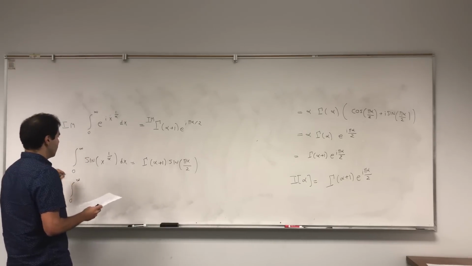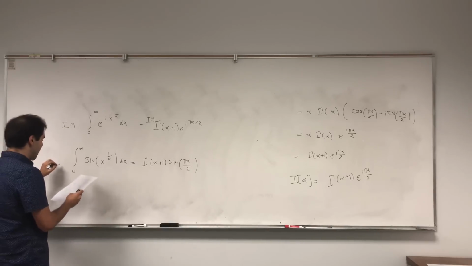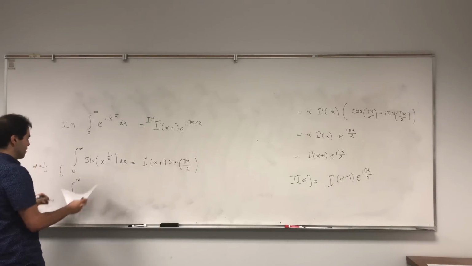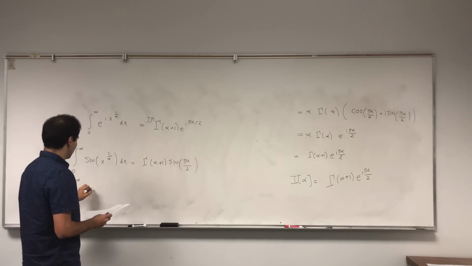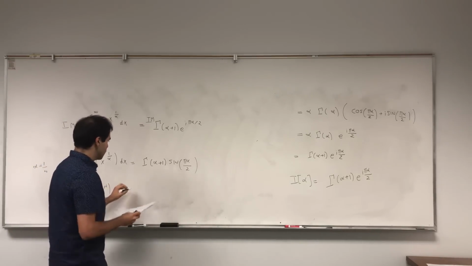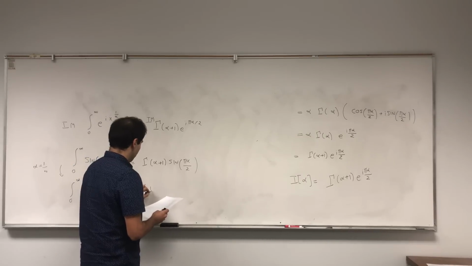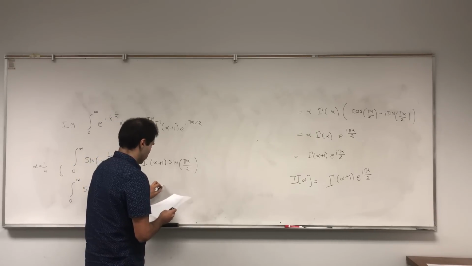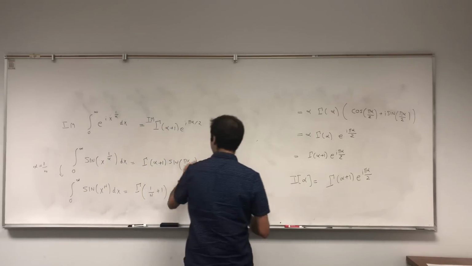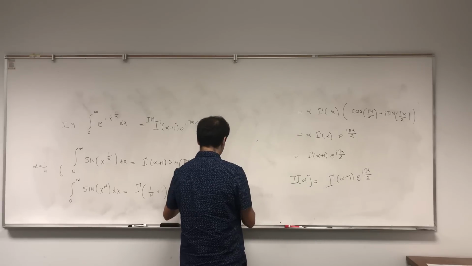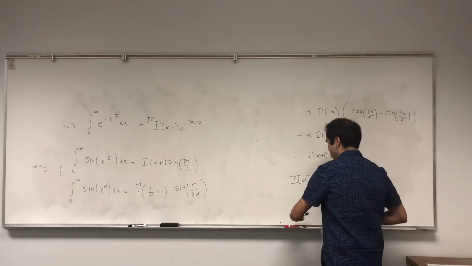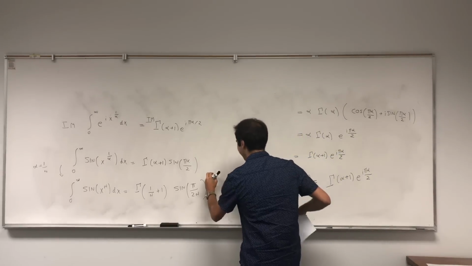And therefore, remember what alpha was? Alpha was 1 over n. So on the one hand, we get integral of sine of x to the n dx equals gamma of 1 over n plus 1. And then this is sine of pi times 1 over n over 2. So pi over 2n. And this is your formula. How nice.